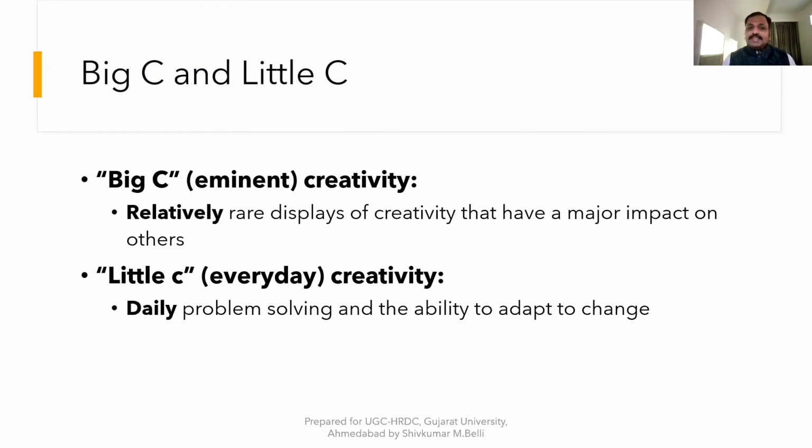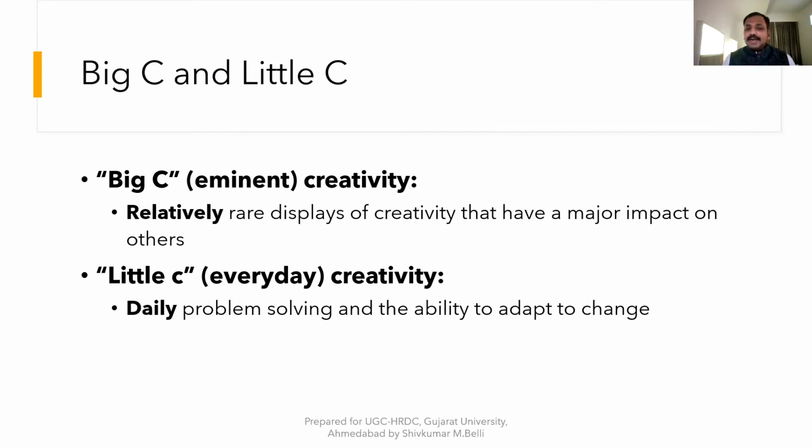When we discuss creativity, we come across these two terms. One is big C and little c, which means big creativity and small or little creativity. As the name itself indicates, big C means eminent creative activities, relatively rare displays of creativity that have a major impact on others. Anything that has a major impact on others, it could be on the planet, it could be on people, it could be on some sort of profit, all the three P's you're talking about. If those displays of creativity have a major impact on others, then we call such displays of creativity big C or eminent creativity.